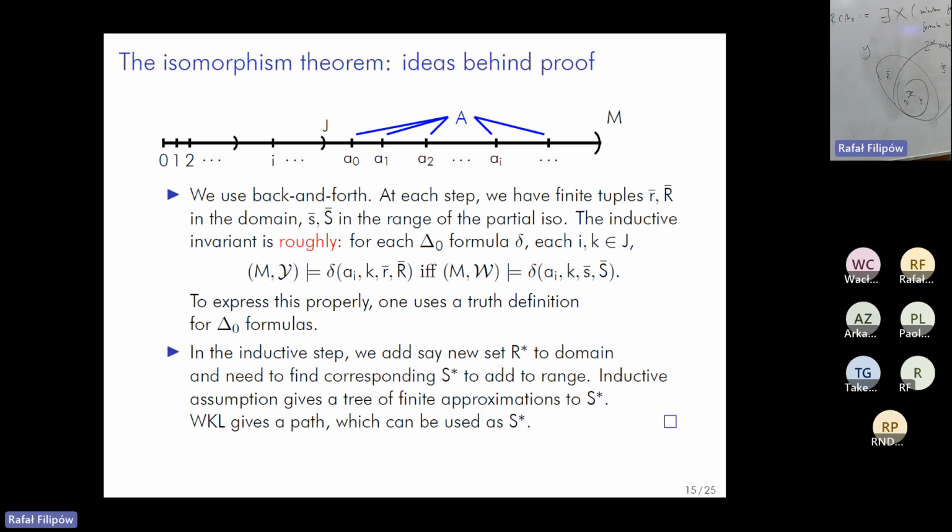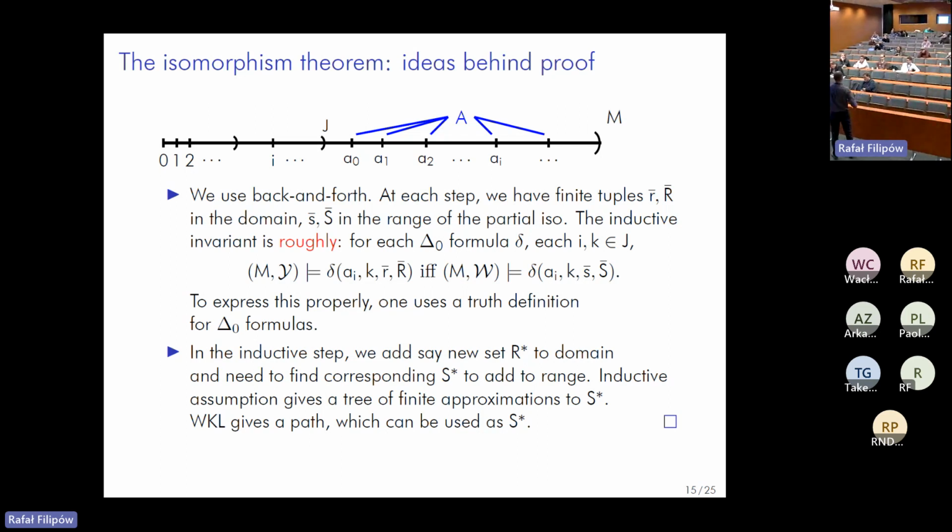And to make it really work, you have to express this using a truth definition for delta zero formulas and require this to hold not just for the actual standard formulas, but for some small non-standard formulas, and you decrease the amount of formulas for which this holds along the way. So the actual statement is pretty technical, and I'm not going to go there. And of course, as usually in a back and forth argument, the core issue is how to make this go through in the inductive step.